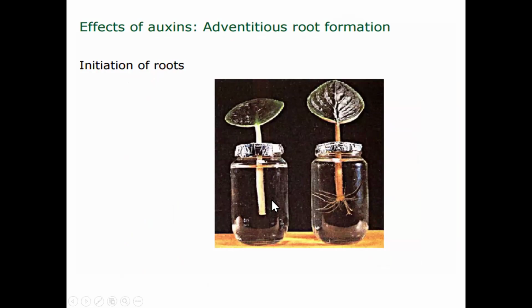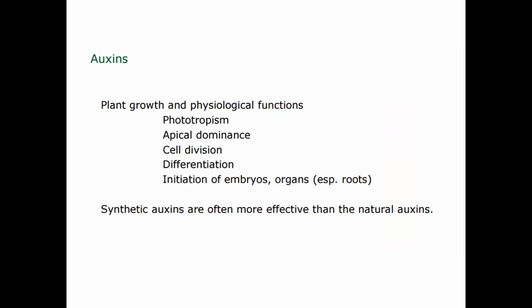Here you see no root, but if you put auxin, then root formation takes place. So auxin, a plant growth regulator, and its physiological function includes phototropism. Phototropism means preferential movement of a plant to the sunlight, that is photo, light. In the case of the sunflower plant, if you carefully look, it always faces the sunlight. All the plants show more or less phototropism, and here the main trigger molecule is auxin.